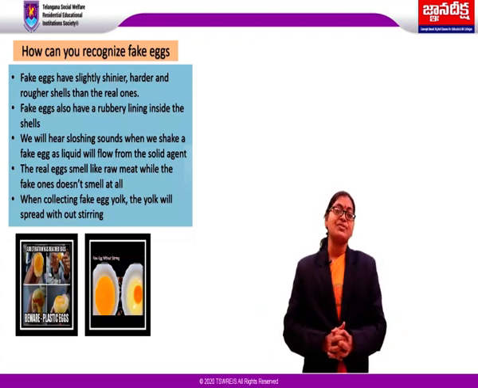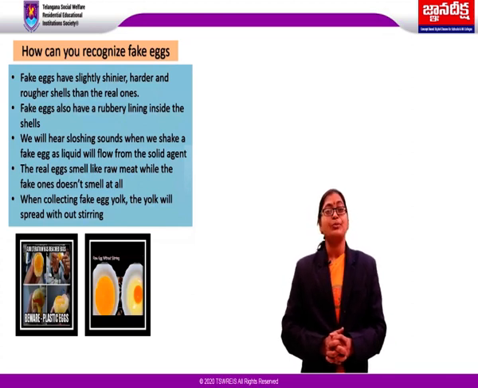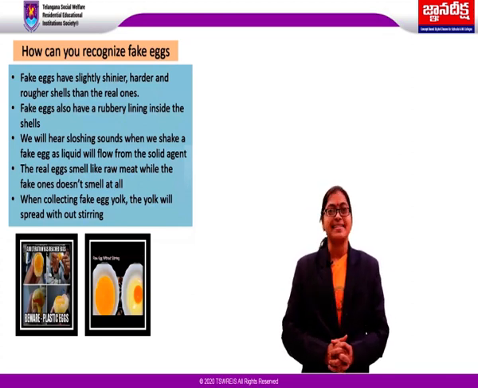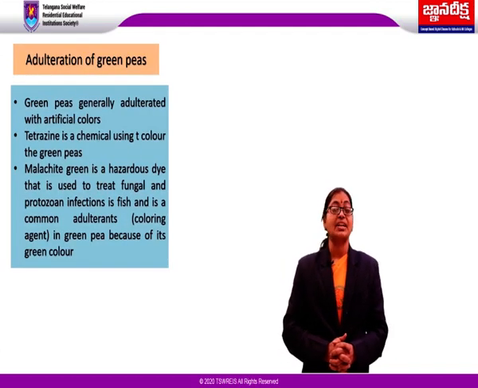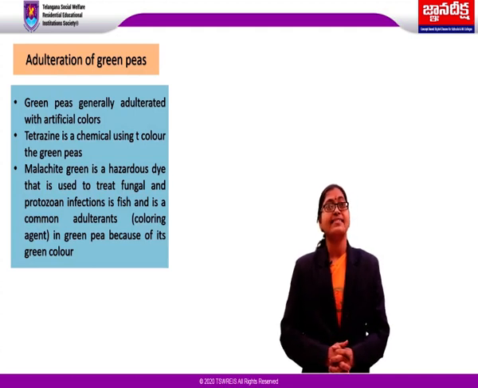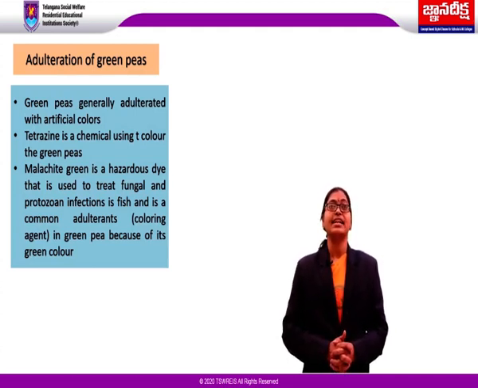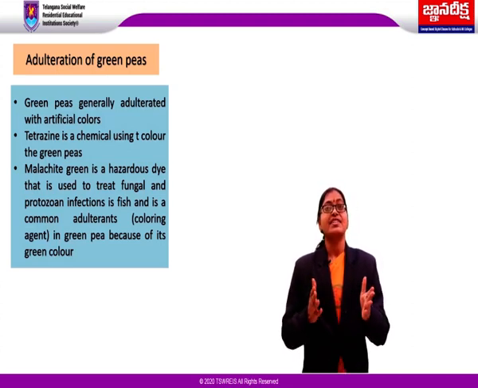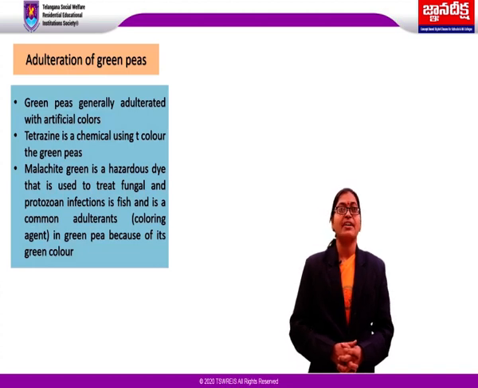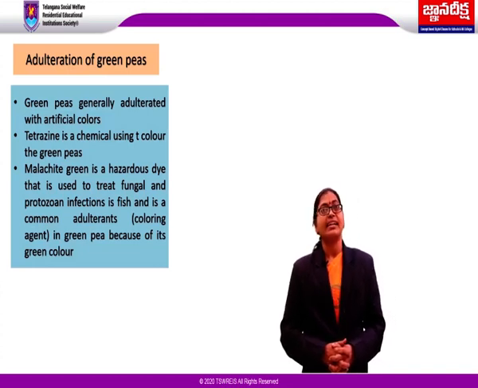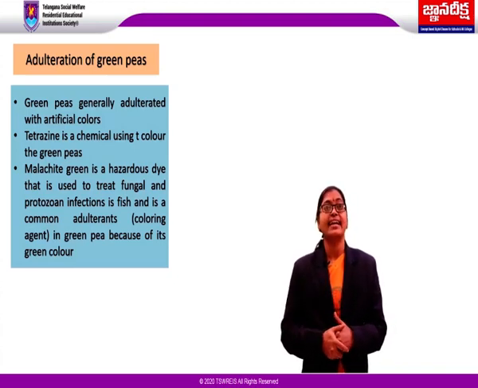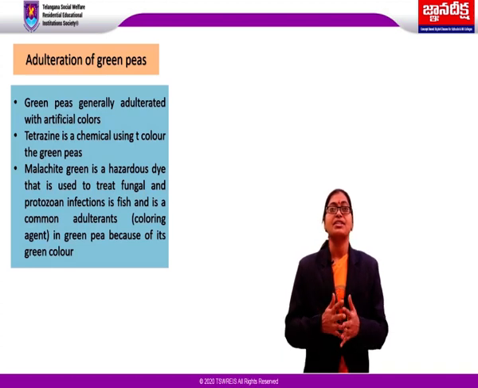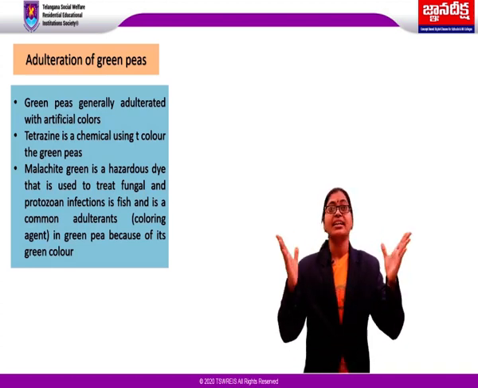Adulteration. Now children, we are going to see another food adulteration, which is called adulteration of green peas. Green peas are generally adulterated with artificial colors. They are very dangerous, like tetrazine, a chemical used to color the green peas. Not only that, malachite green is a dangerous dye that is used to treat fungal and protozoal infections in fish. But it is a very common and dangerous coloring agent in green peas. Because of it, the green color appears very dark.